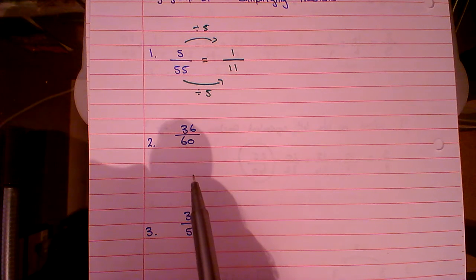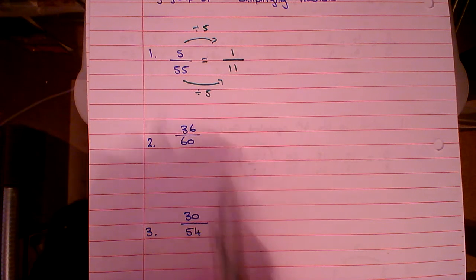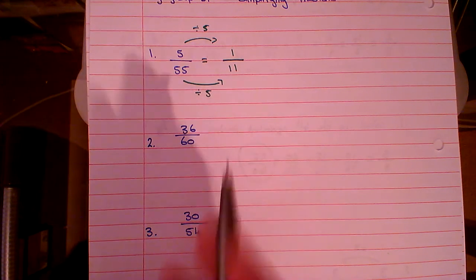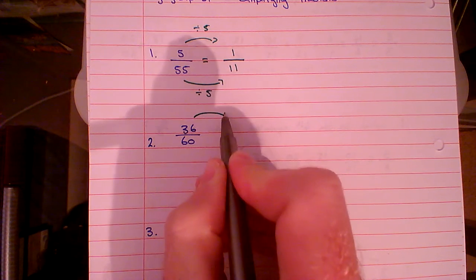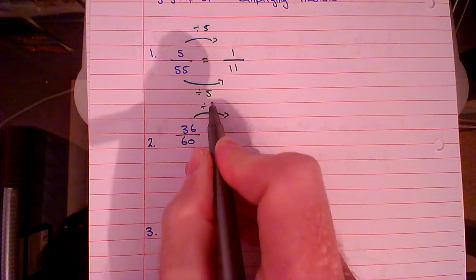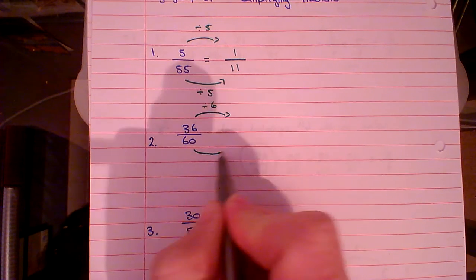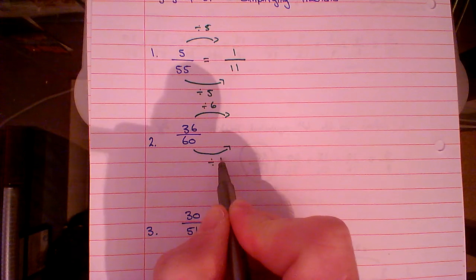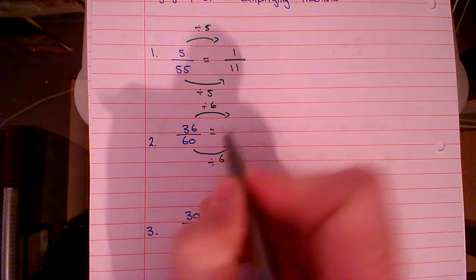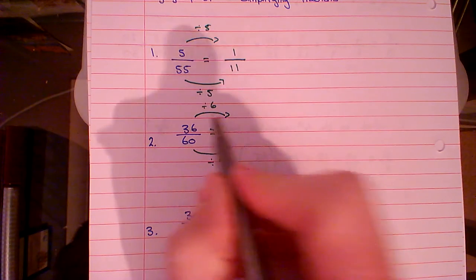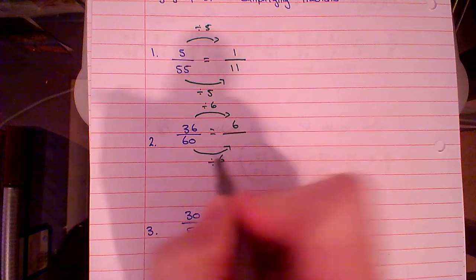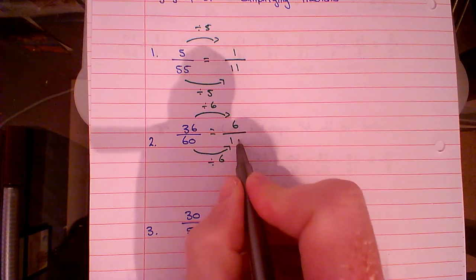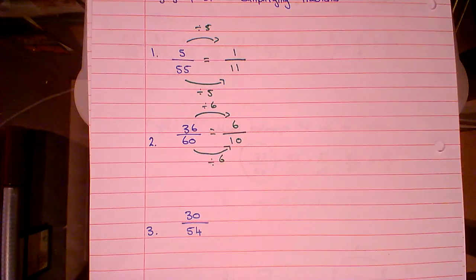I know that 36 is in the 6 times table, and I know that 60 is in the 6 times table. So I could have a little shortcut here, and I could divide top and bottom by 6, because I know that they are in the 6 times table. So 36 divided by 6 is 6, and 60 divided by 6 is 10.